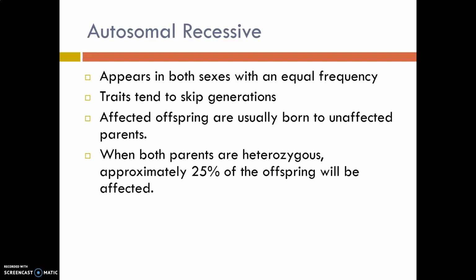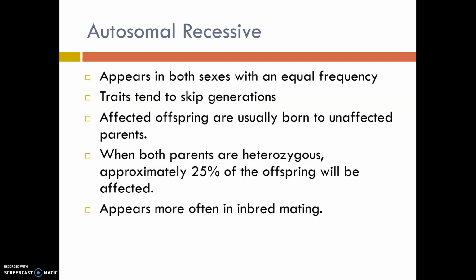Now, if both parents are heterozygous for a trait, about 25% or a quarter of their offspring will be affected. Now, again, you're not going to know for sure if they are heterozygous, but if you see two parents that don't show a trait, remember this is a recessive trait, so if they're heterozygous, they're not going to be showing the trait. If you see two parents that look like they're unaffected in the pedigree, and about a quarter of their kids are affected, you should be thinking autosomal recessive.